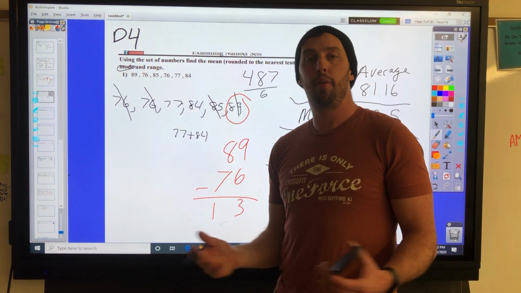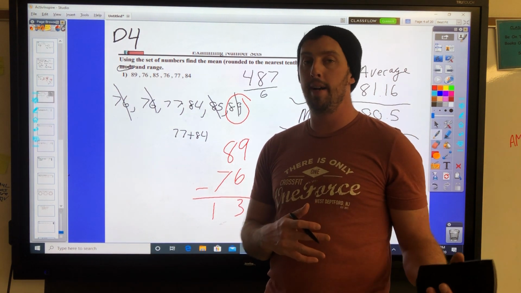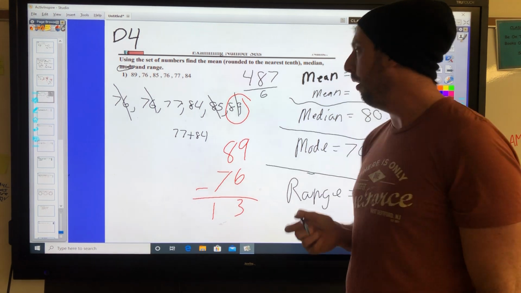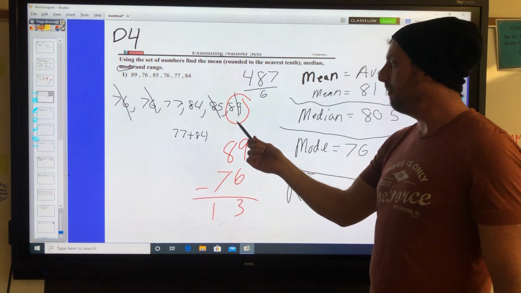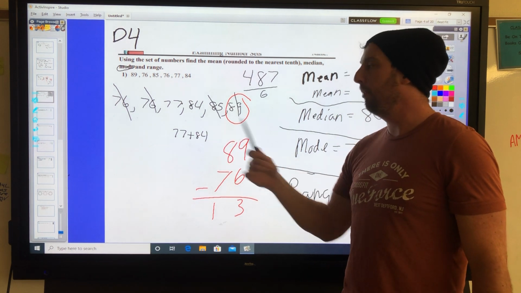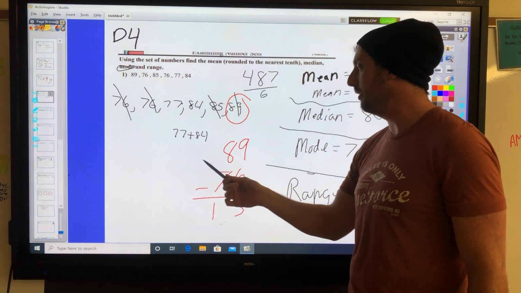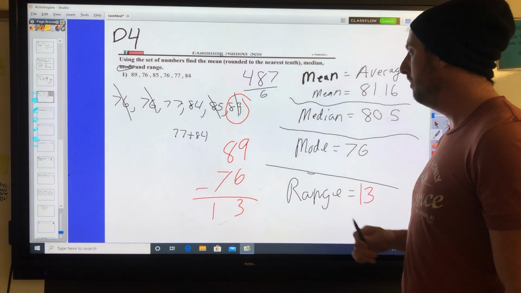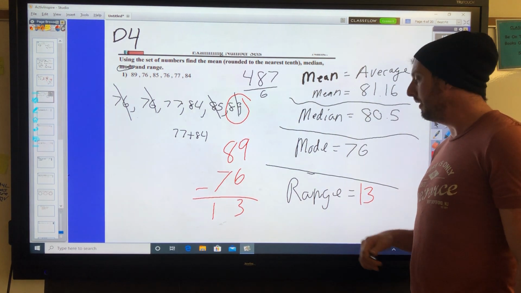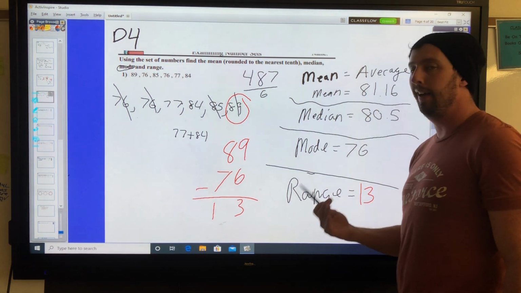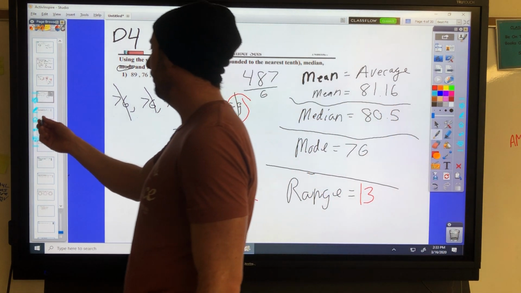Now remember, I know this was a long one, so please go back and rewind if you have to. I went through all of them. Remember, mean is the average. Median is the middle number. And if you have 2 numbers as the middle, you have to use the mean of those 2 to get your median. The mode is the number that occurs most often, and your range is the highest number minus your lowest number. All right, day 5, moving on.